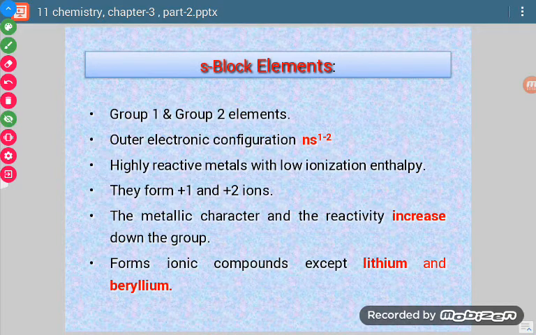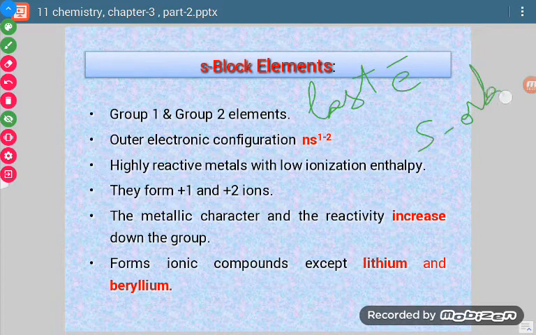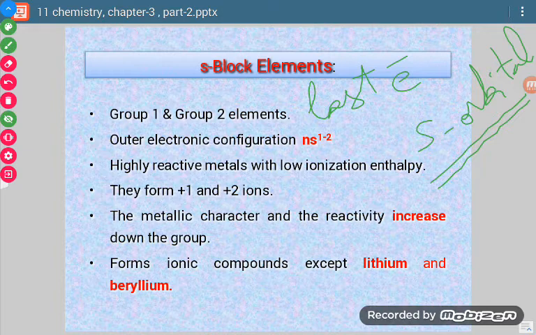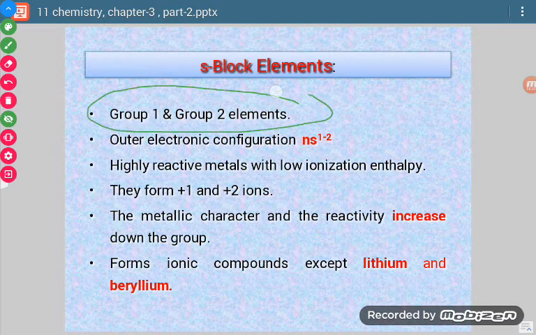First of all, S block elements. Any element will be termed an S block element if, when we write the electronic configuration, the last electron enters the S orbital. If our last electron enters the S orbital while writing the electronic configuration of an element, then we will say that this element belongs to S block. Okay, this definition is applicable for all S, P, D, F. Now which groups are included in S block? Group 1 and group 2.